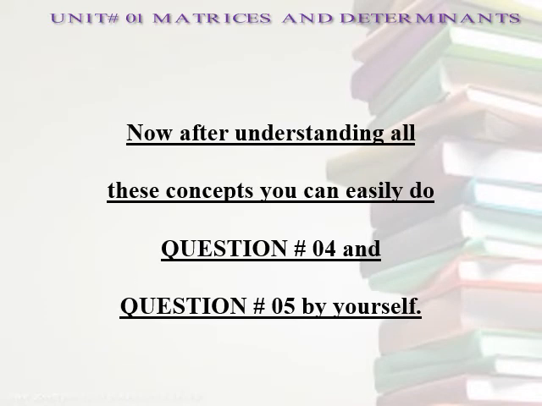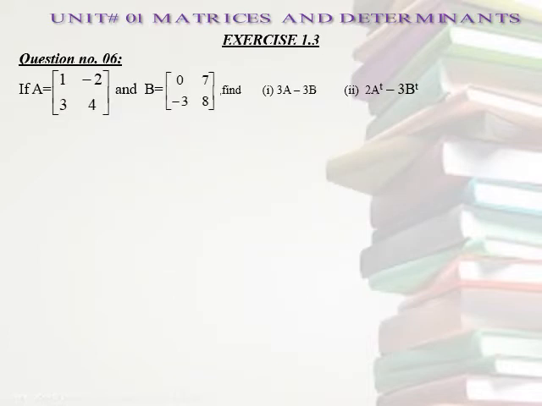Now, after understanding all these concepts, you can easily do question number 4 and question number 5 by yourself. Here is question number 6 of exercise 1.3, and it has two parts. I'm doing its second part for you, that is 2A transpose minus 3B transpose. First of all, I have to find out the transpose of matrix A and transpose of matrix B.